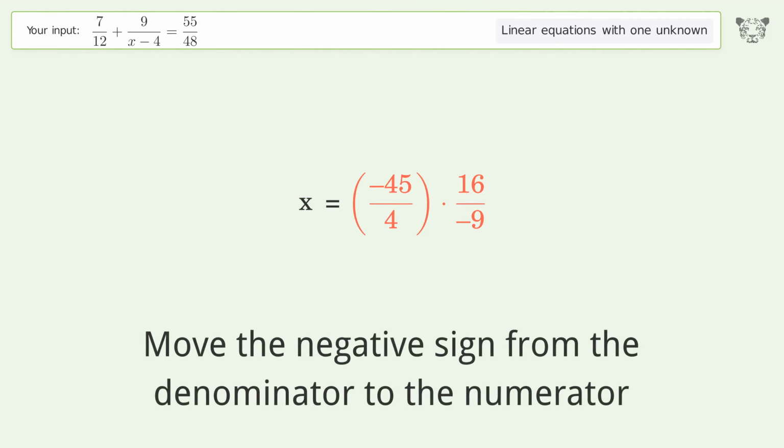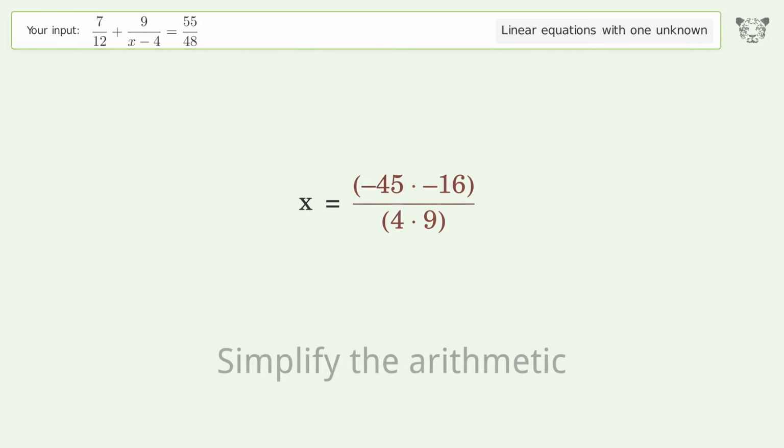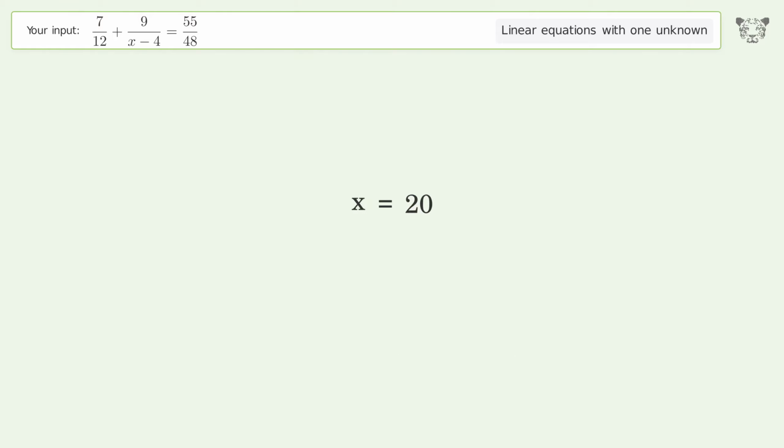Move the negative sign from the denominator to the numerator. Multiply the fractions. Simplify the arithmetic. And so the final result is x equals 20.